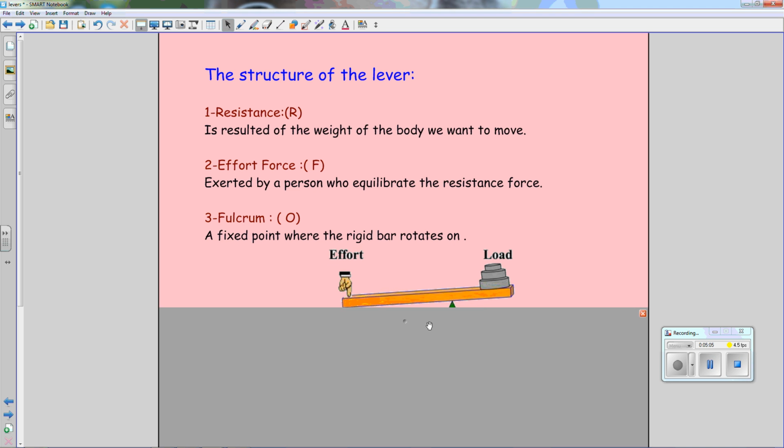This is how we represent any lever. We said it's a rigid bar that rotates around a fixed point called fulcrum and is affected by an effort force, the force that the person exerts, and a resistance. So the three main parts of the lever are the resistance, the effort force, and the fulcrum.